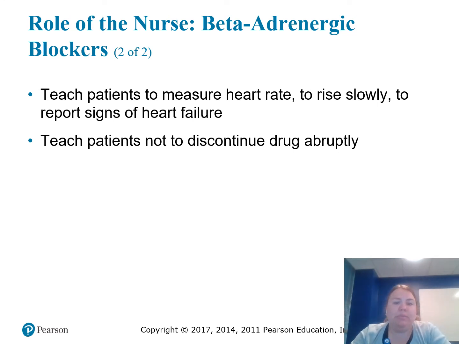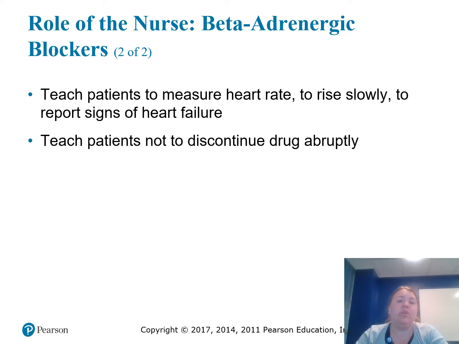Now, you also want to teach your patients how to measure their heart rate correctly. They need to monitor it for a full minute, okay? Check their pulse. If it's less than 60, they notify their provider. If they are feeling dizzy or anything, they need to notify their provider. Rise slowly, okay? Remember orthostatic. They need to change positions really slowly, and then report any signs of heart failure.